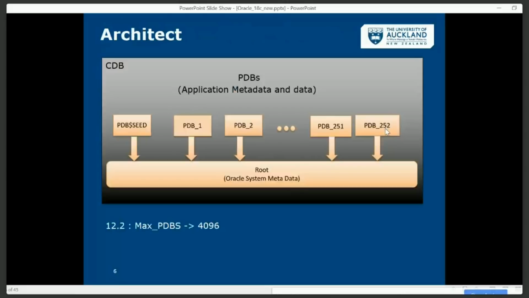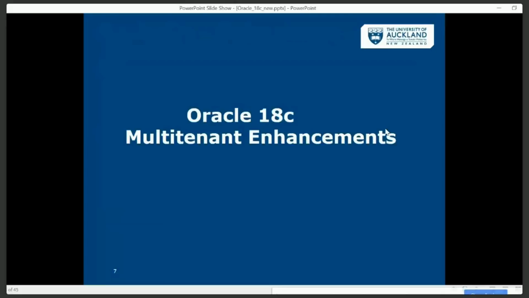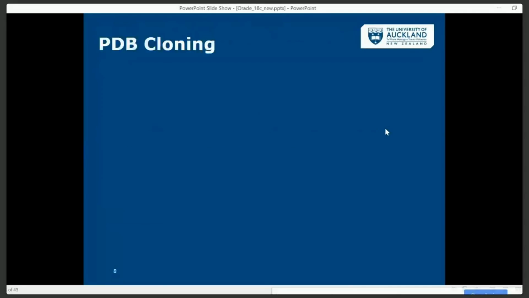I explained this multi-tenancy architecture just so that we are on the same level. What I'm going to talk about in the rest of the slides is based on 12c, 12.2, and 18c, which are based on this multi-tenancy architecture. So what enhancements are available in 18c on the multi-tenancy side?